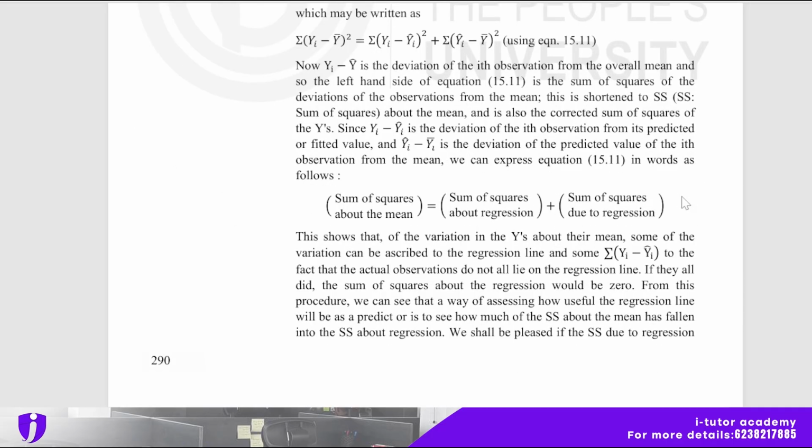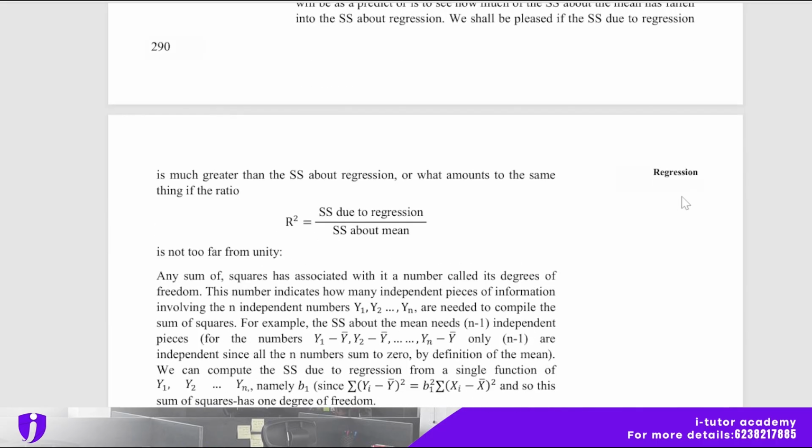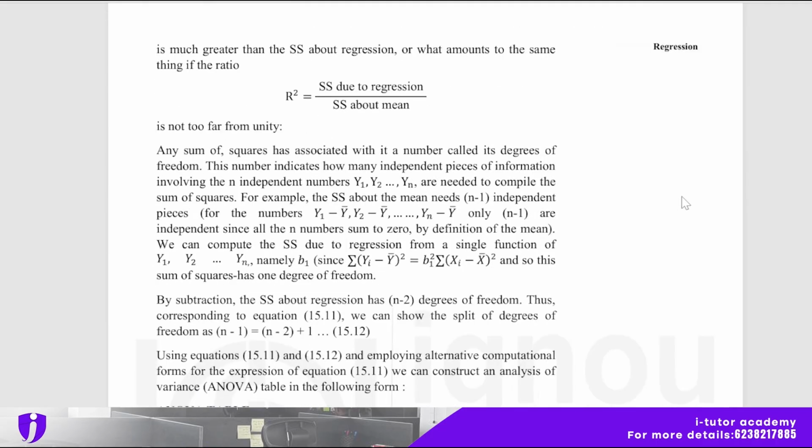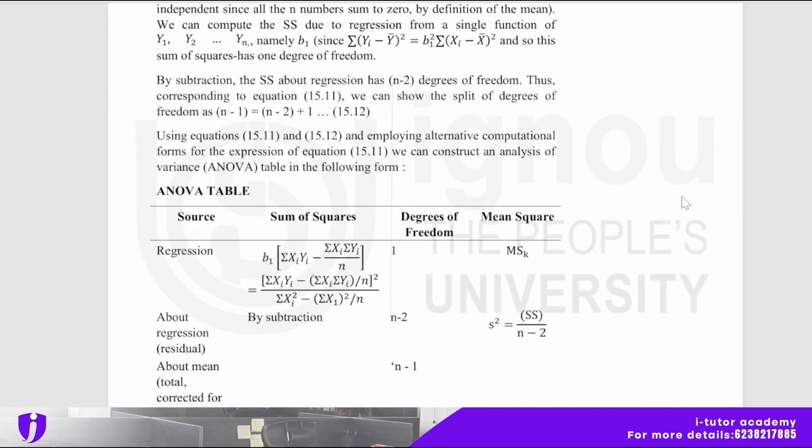And this shows that of the variation in the y's about their mean, some of the variation can be ascribed to a regression line and some to the fact that the actual observations do not all lie on the regression line. Okay, R square is equal to SS due to regression divided by SS about mean. So the ANOVA table is here, the regression table is here.